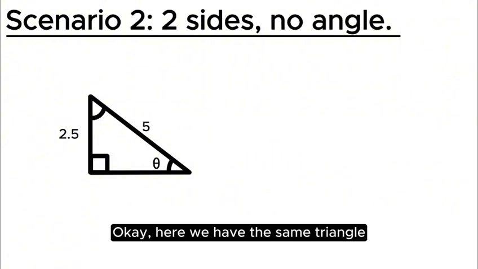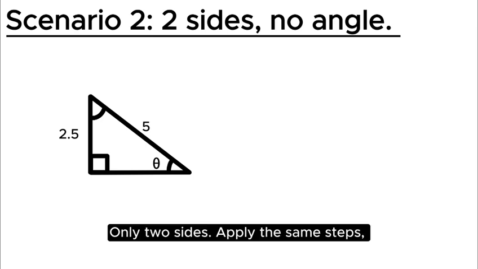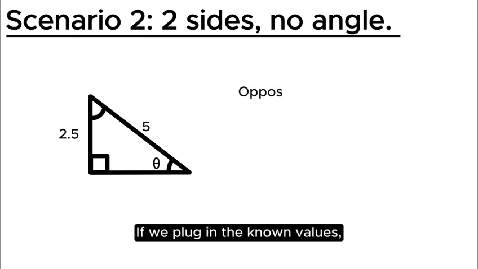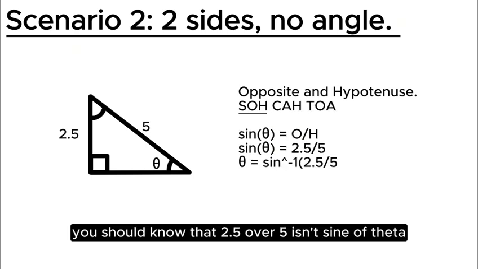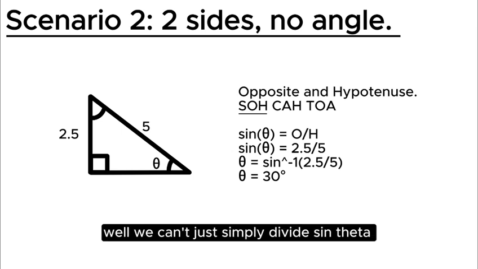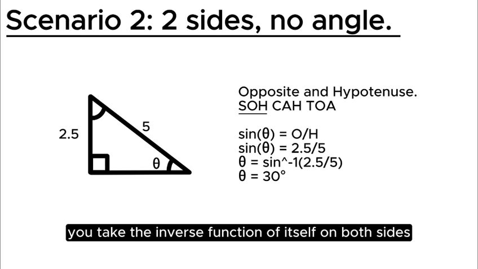Okay, here we have the same triangle, but this time we don't have the angle, theta. Only two sides. Apply the same steps. We are using the sine function. If we plug in the known values, we get sine of theta equals 2.5 over 5. You should know that 2.5 over 5 isn't theta, so how do we isolate theta? Well, we can't just simply divide by sine, as sine theta is a term itself, and dividing by it doesn't give you anything. In order to find theta, you take the inverse function on both sides.